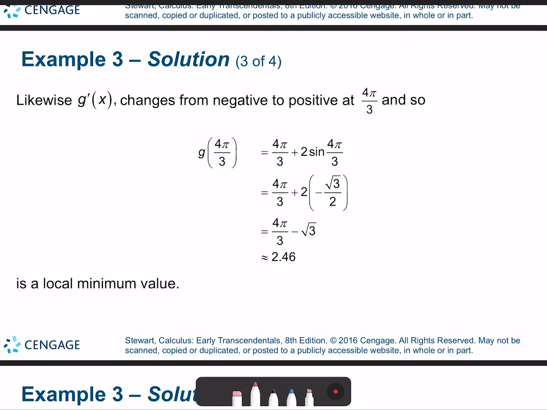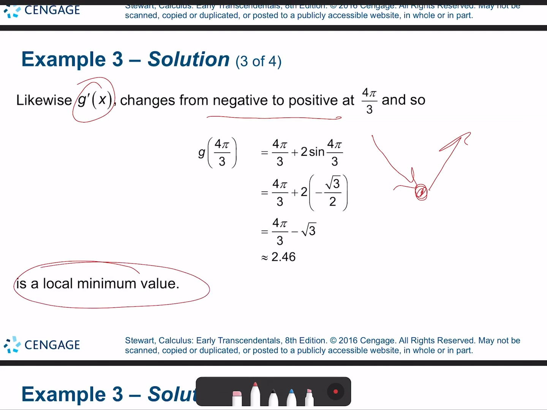All right, speaking of what's happening here? We're working with the same function, g. We're still looking at its first derivative, g prime. The derivative is changing from negative to positive, so we're going downhill. That's negative, changing to positive. Uphill, guess what's happening right here? What kind of an event are we going to have right there? That is a local minimum. When does that local minimum happen? When x equals 4 pi over 3. What is the local minimum? Approximately 2.46. And we figured that out by taking the 4 pi over 3 and plugging it into our original function g.